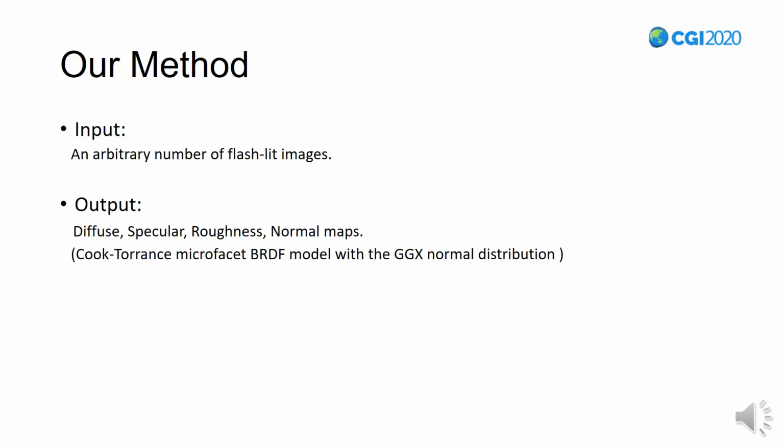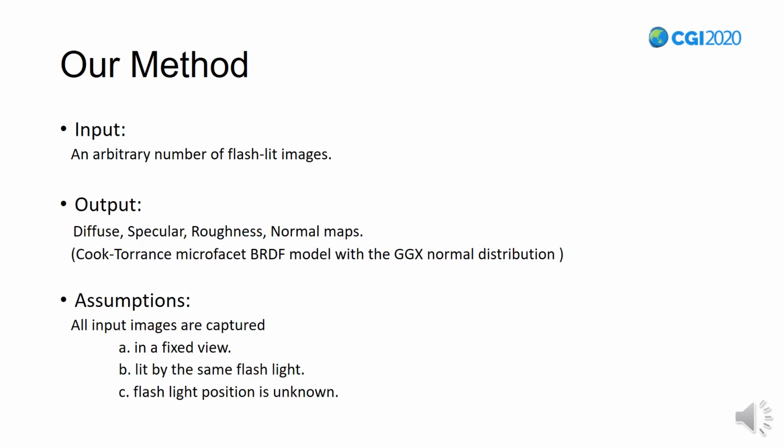In this section, I will briefly talk about our method. The input for our method is an arbitrary number of flash-lit images, captured in a dark room with all indoor lighting switched off. The output of our method is SVBRDF property maps, including diffuse, specular, roughness, and normal maps. There are several assumptions here. We assume all input images are captured in a fixed view, and all images are lit by the same flashlight. During capture, the flashlight is always facing the target, so the flashlight can be modeled as a point light. Besides, for each input image, we assume the flashlight position is unknown.